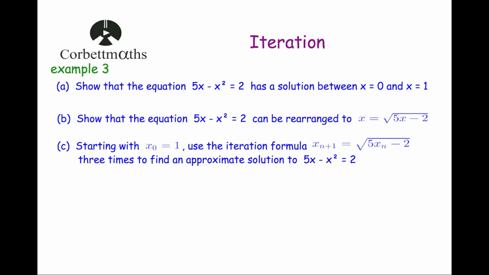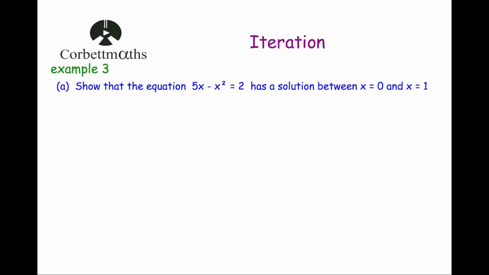Watch the video on change of sign on Corbettmaths for that one if you want to find out a bit more about that. Part B, we've got to show that it can be arranged to a particular format, similar to what we've done previously. And we're going to use x0 equals 1 and use the iteration formula 3 times to find an approximate solution to the equation we've been given. Okay, so part A.